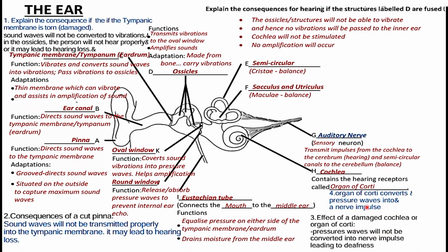And what is the opposite of the function of the organ of Corti? If it is damaged, pressure waves will not be converted into nerve impulse. And this will lead to, yes, deafness. This is complete deafness if the organ of Corti is damaged. Now, remember I was sharing with you the fact that the ear performs other functions aside from detecting sound. And over here, we saw from the semicircular canal and the sacculus and the utriculus that it is involved in the maintenance of balance. So here is the thing.